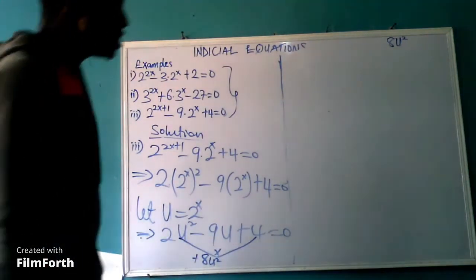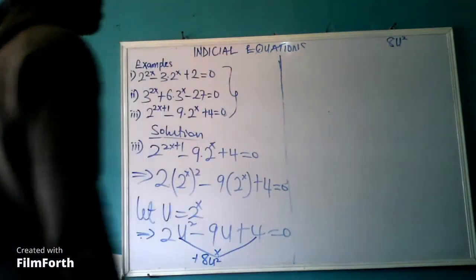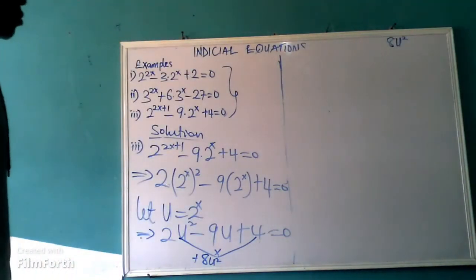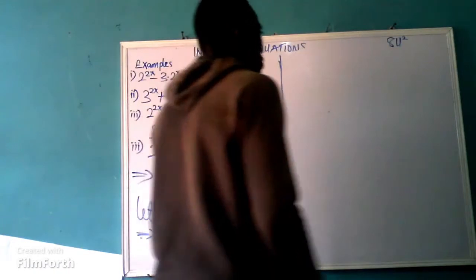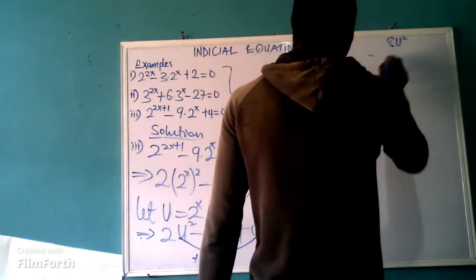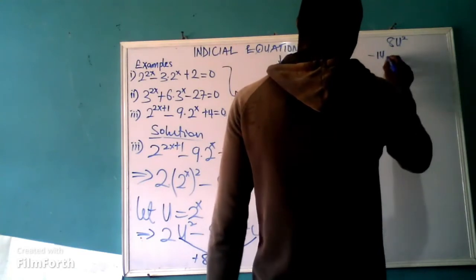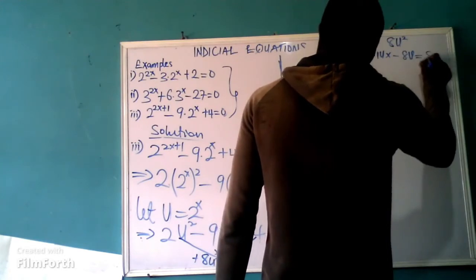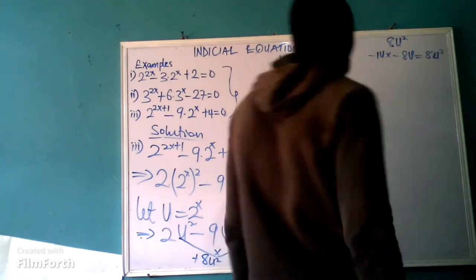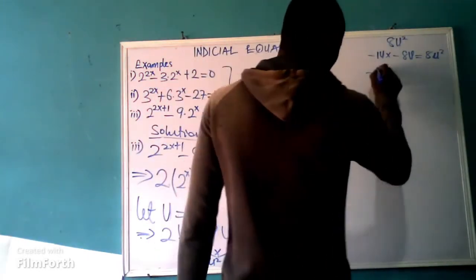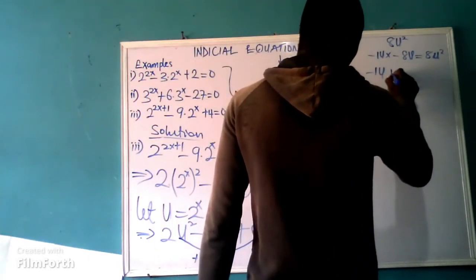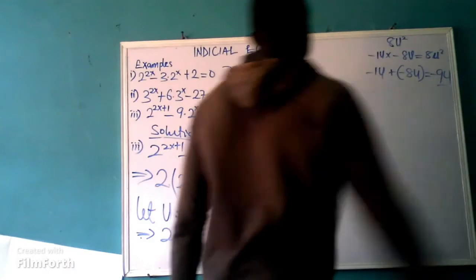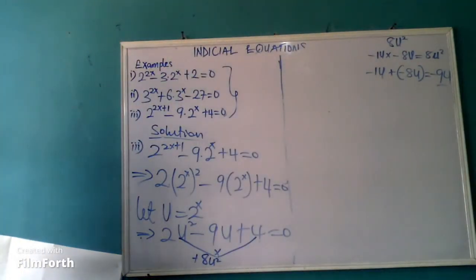Let's check those factors. Don't forget that minus 1u multiplied by minus 8u will give you 8u squared. And at the same time, negative 1u plus negative 8u will give you negative 9u. So can you see that?